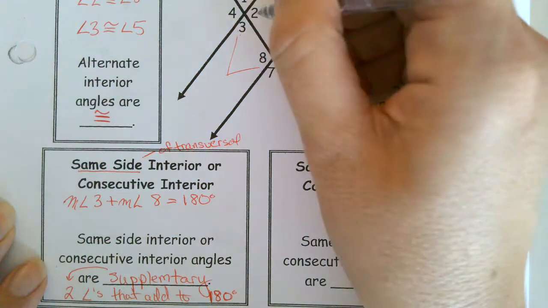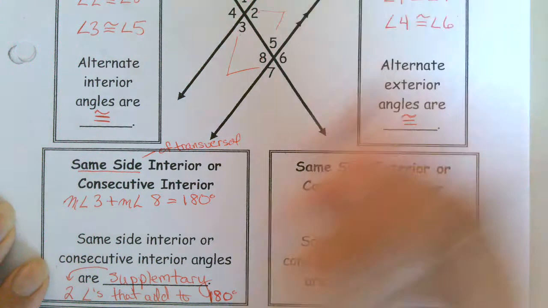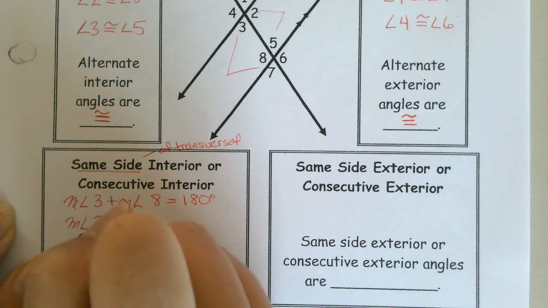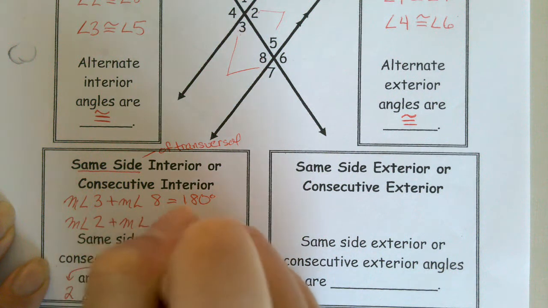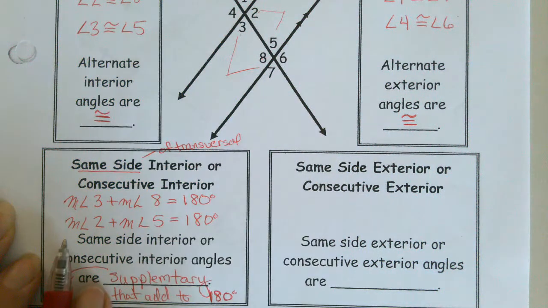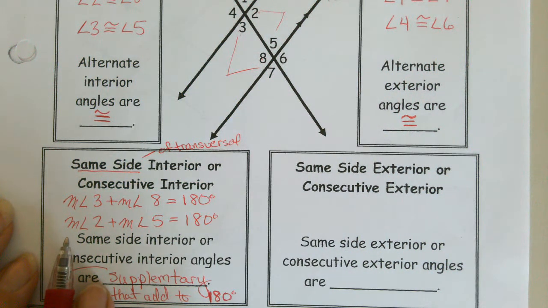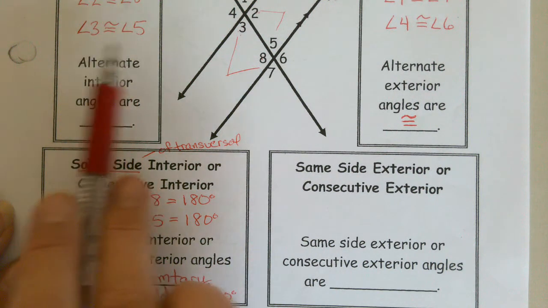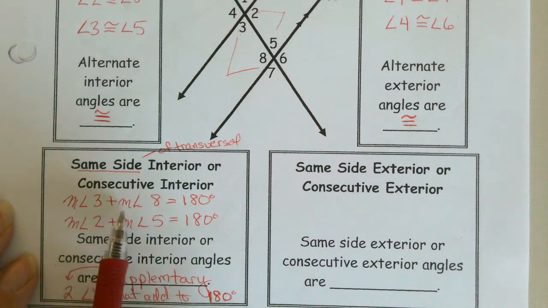There's another set of same side interior, and it's 2 and 5. So it's not that they're congruent. The measure of angle 2 plus the measure of angle 5 is 180 degrees. Now I have a habit of making that a cursive M, but it's really just an M standing for the measure. Here we're talking about objects, and angle is congruent to angle. Objects are congruent, but angle measures are what we have to use to add up.